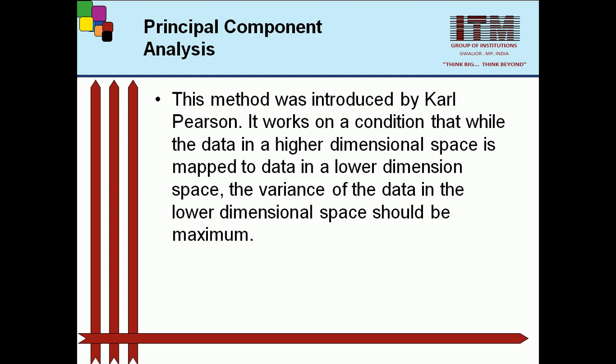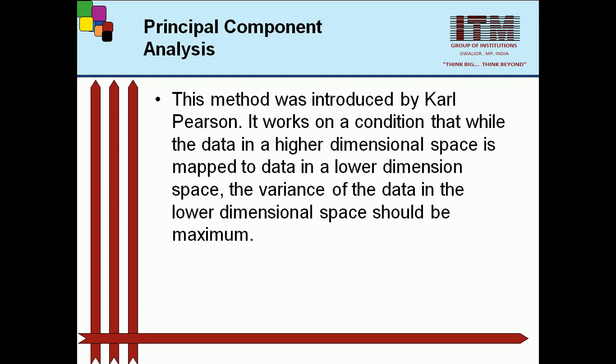We can say that there is a condition provided in principal component analysis, one of the methods of dimensionality reduction: when the data in a higher dimensional space is mapped to a lower dimensional space, the variance of the data in the lower dimensional space should be maximum. See, the variance should be retained. Even though we are reducing the data set from higher dimension to lower dimension, the variance of the data set should be maintained properly, or a higher variance should be observed in the data set.